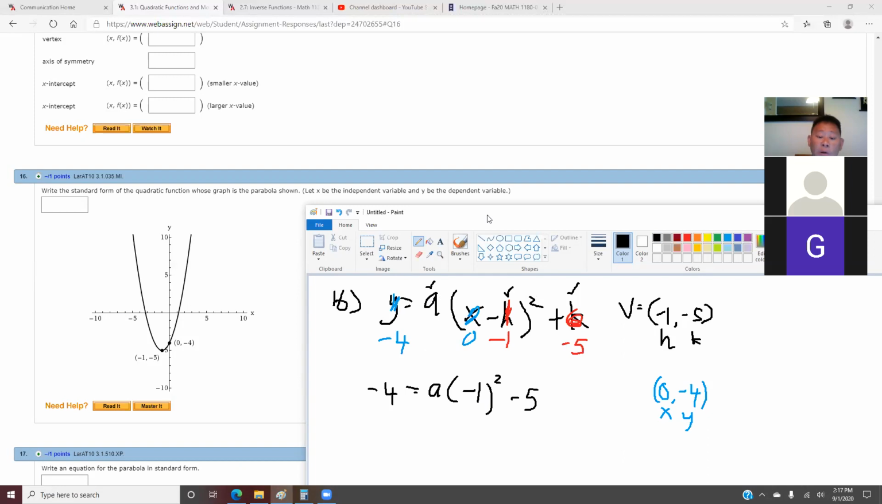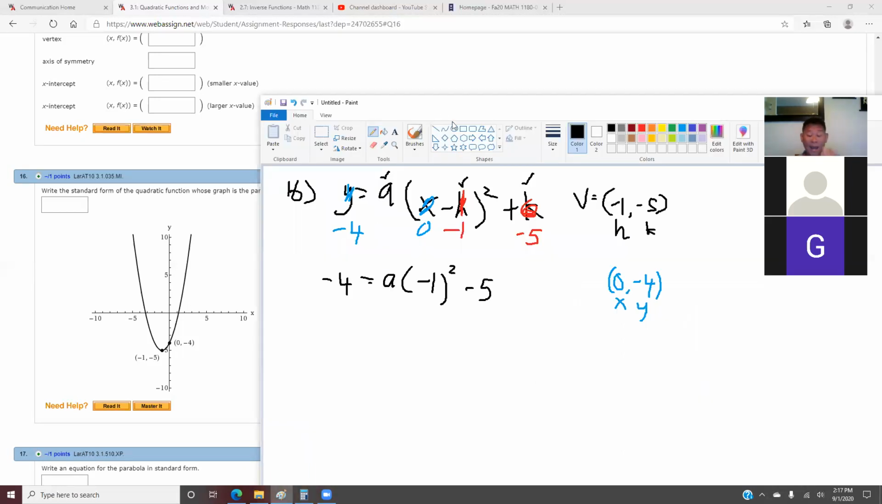Now, I just want to point out to you guys, a lot of mistakes on the test come from having problems solving this for a. In order to solve for a, you have to get rid of this -5, not this 1. And how do we get rid of this -5? We add 5. So this will give me 1. You do need to square this. When you square this, -1 squared is 1, so it's 1a. So a in this case is 1.